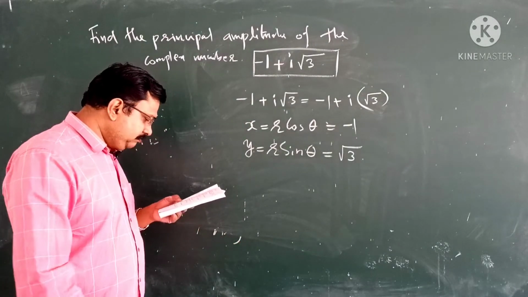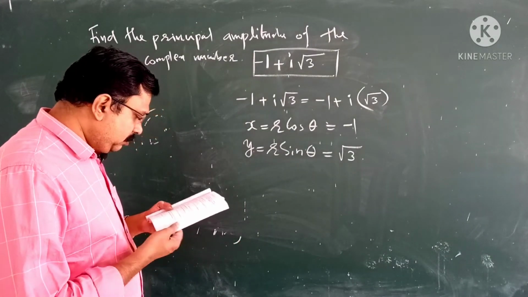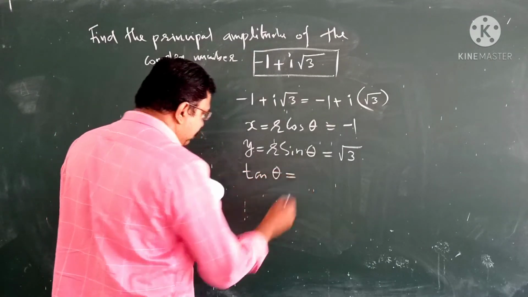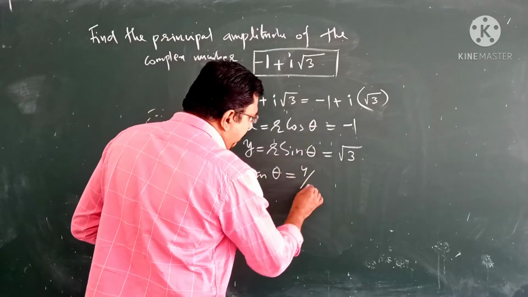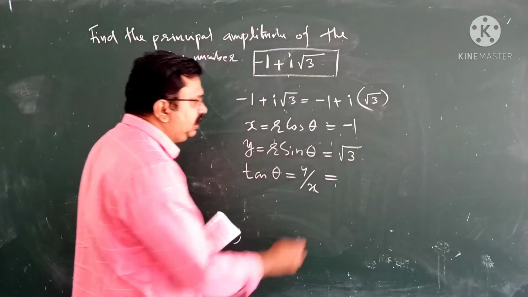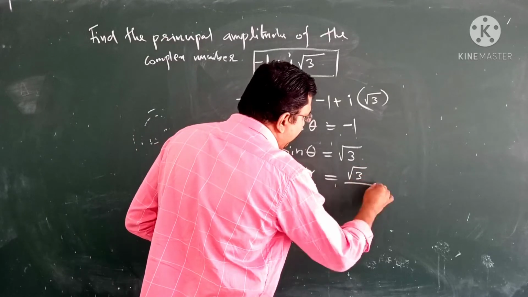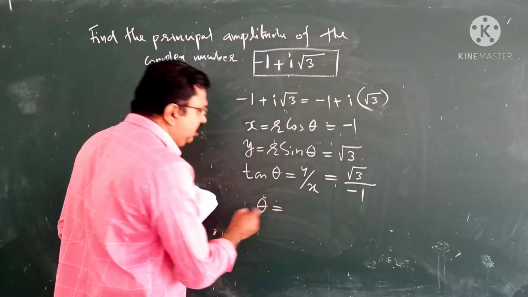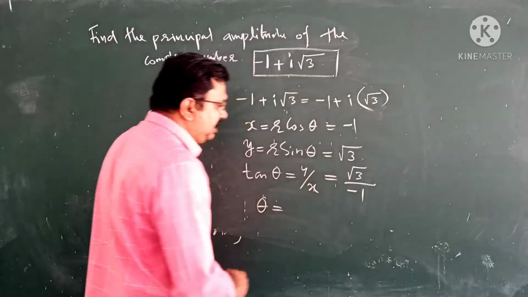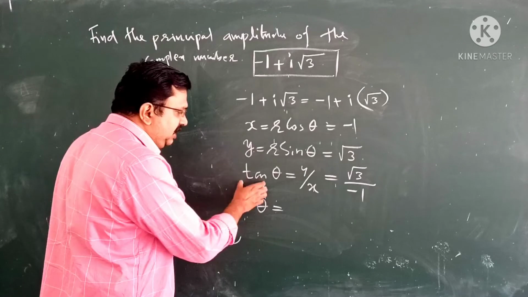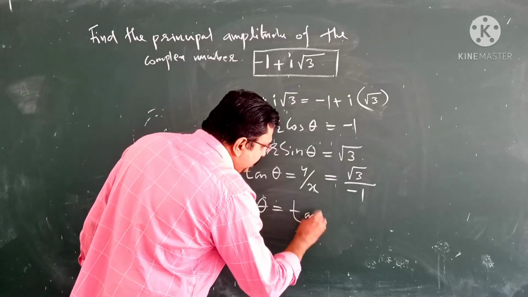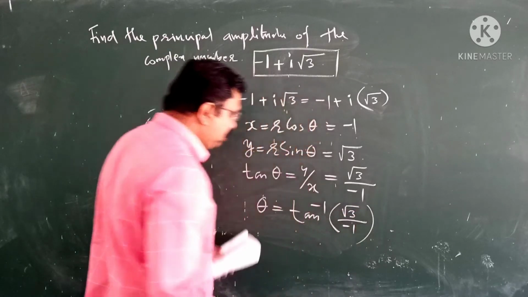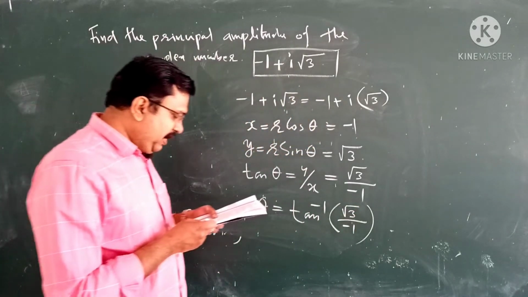Then tan theta equals y by x. What is our y? Root 3 by -1. Therefore, we know that tan theta is root 3 by -1. Then what is theta? Theta equals tan inverse of root 3 by -1.